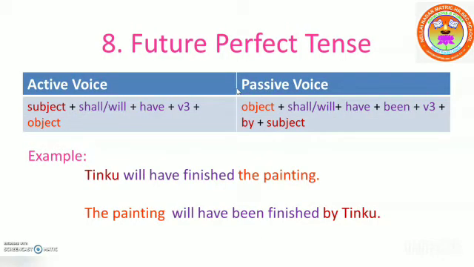Next, we will see future perfect tense. Active voice structure: subject plus shall or will plus have plus V3 plus object. Passive voice structure: object plus shall or will plus have plus been plus V3 plus by plus subject. Example, active voice: Tinku will have finished the painting. Passive voice: The painting will have been finished by Tinku.